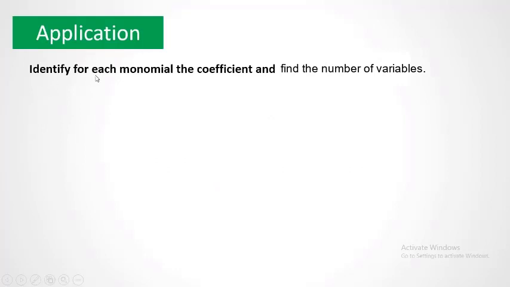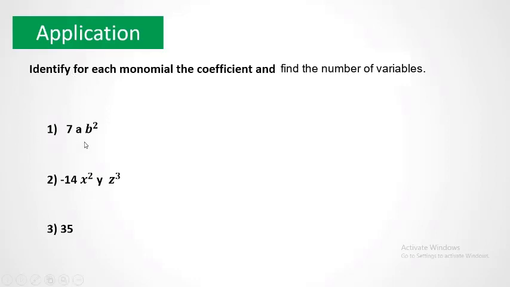Application. Identify for each monomial the coefficient and the number of variables. 7ab squared, minus 14x squared yz cubed, and 35. Let's try to solve it together.